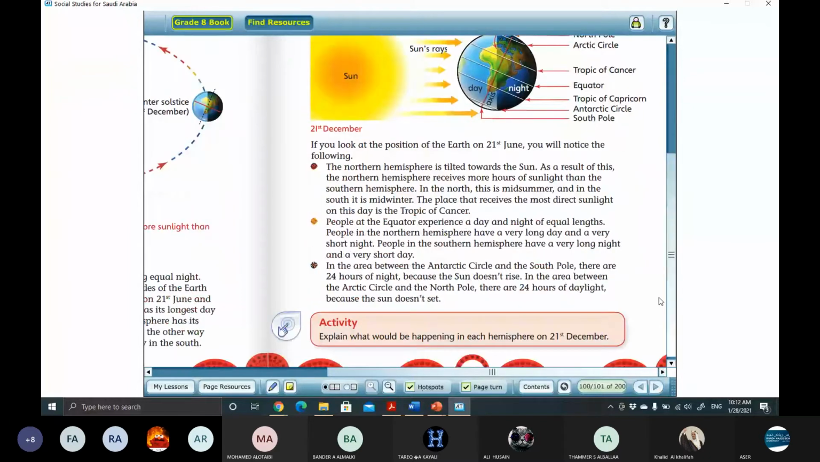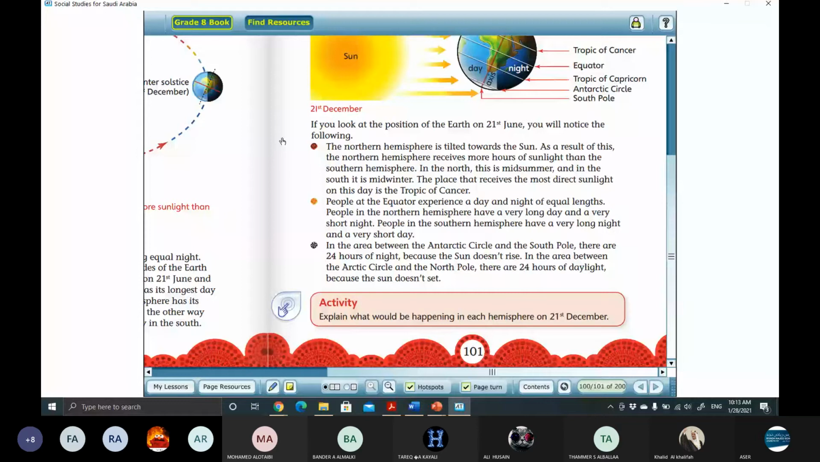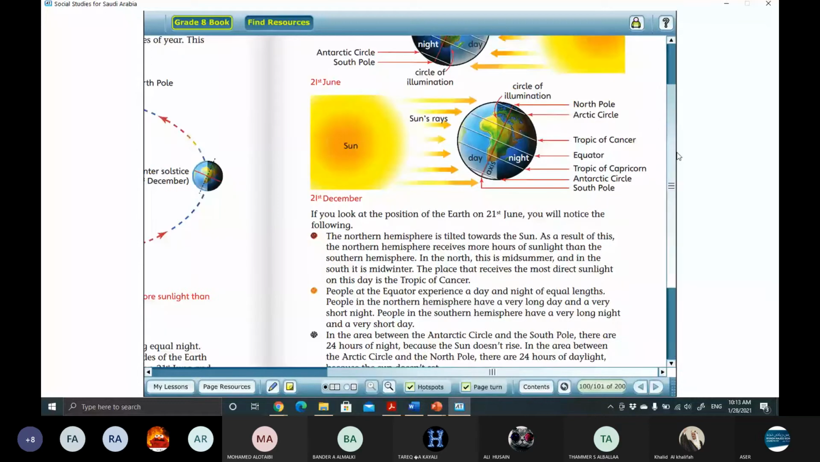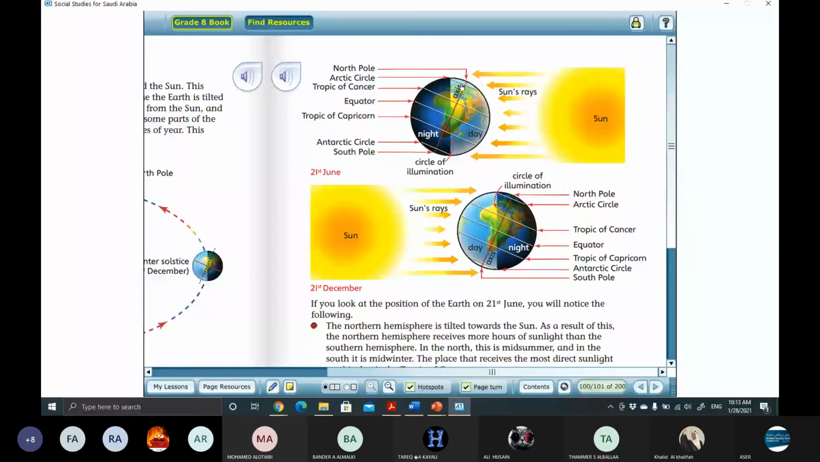And as you can see here, if we look at the position of the Earth on the 21st, you will understand the whole idea. So we have here the Arctic Circle, the Tropic of Cancer, the equator, the Capricorn, the Antarctic Circle, and the South Pole. All of them right now have different places in the sun rays, except for the equator. For both the 21st of June and the 21st of December, the equator is exactly in the middle of the sun ray and the shade. So we have 12 hours of day and 12 hours of night, an equal day and equal night on the equator.